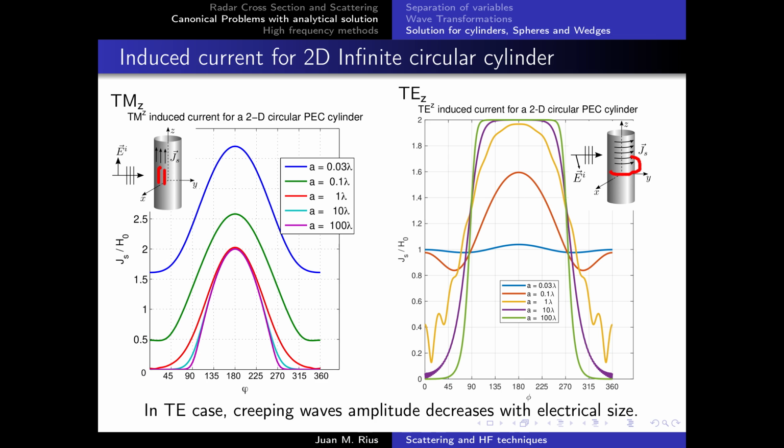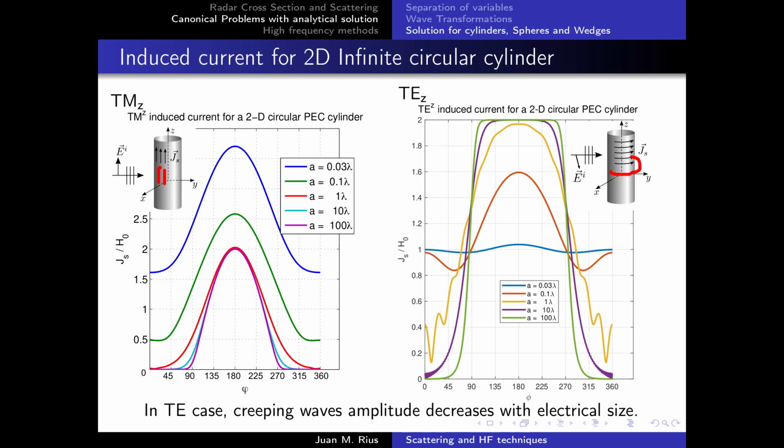In the case of small radius, we cannot distinguish between current in the illuminated region and creeping waves in the shadow region. Everything becomes mixed because we are not in the high frequency region. But for radius equal to 1 lambda or larger, we are in the high frequency region, and we can observe all these effects: the physical optics current in the illuminated part of the cylinder, the creeping waves in the shadow region of the cylinder, etc.